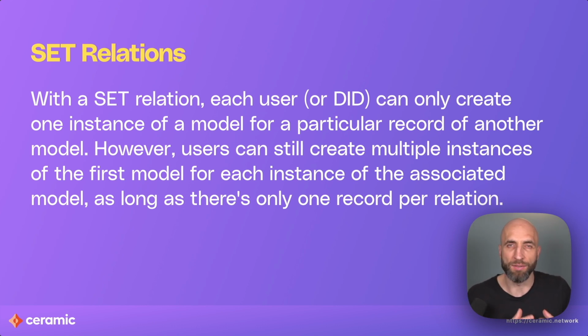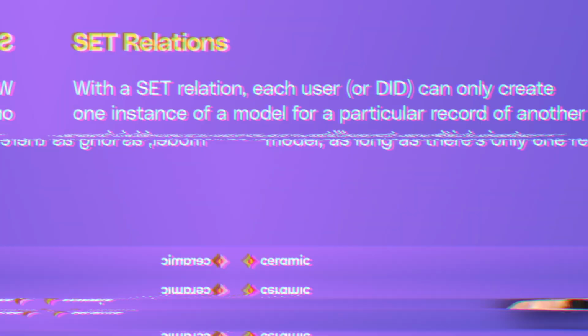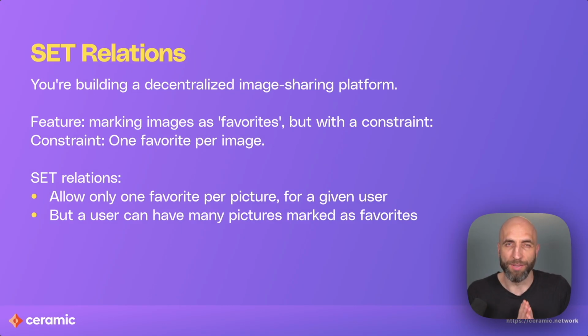First, let's see an official but rather complex definition. So with a set relation, each user or data decentralized identifier can only create one instance of a model for a particular record of another model. However, users can still create multiple instances of the first model for each instance of the associated model, as long as there is only one record per relation. It's a mouthful, but it's much easier to explain with a concept.